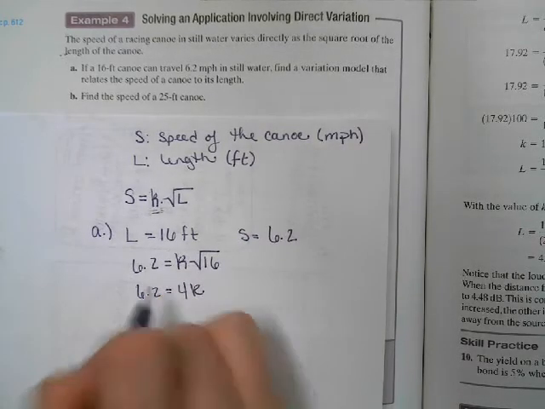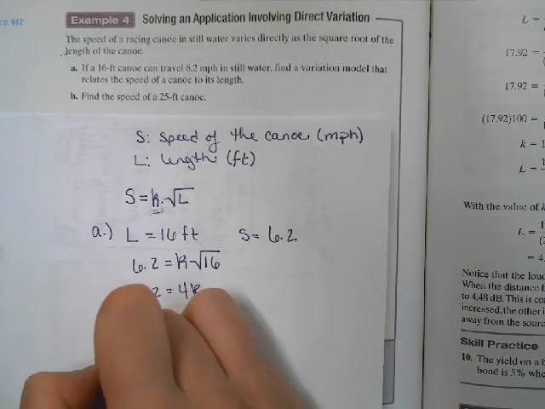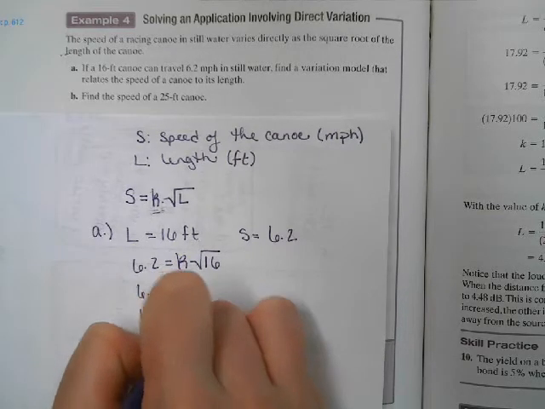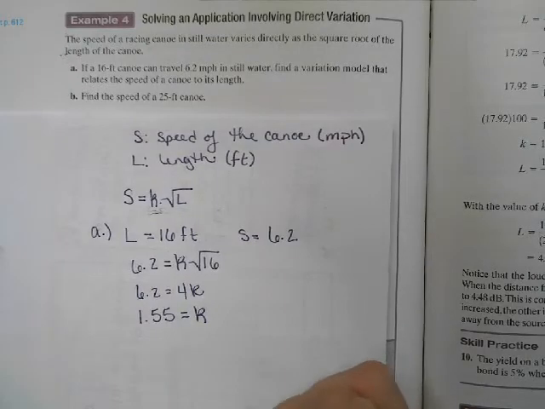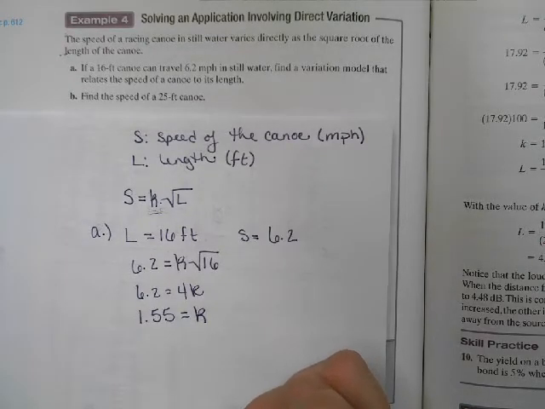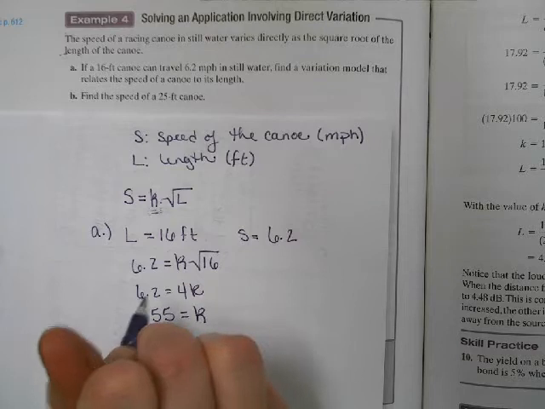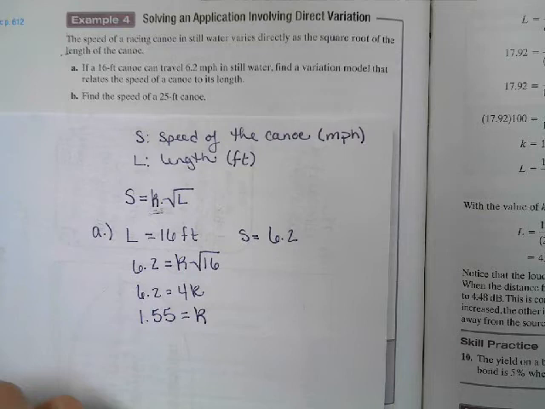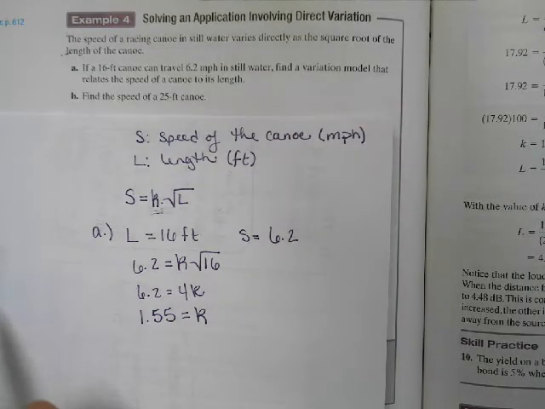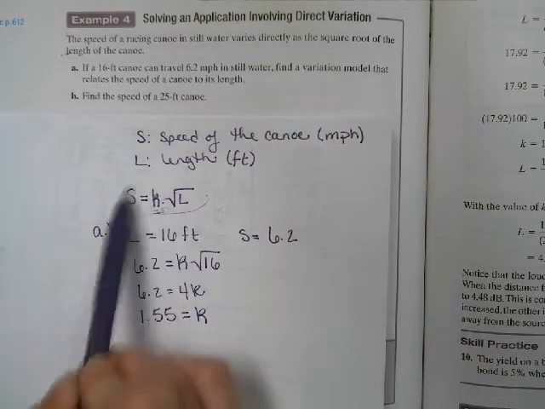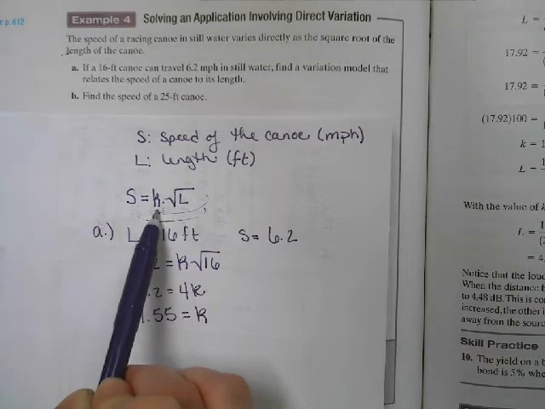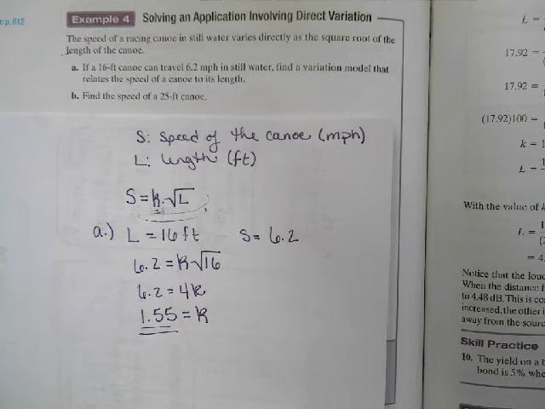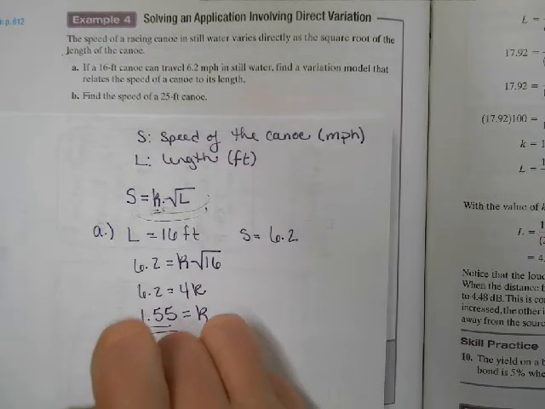And now divide both sides by 4. And when you divide 6.2 by 4, I believe you get 1.55 is k. So k equals 1.55. So that's not the answer to the question. Remember, it doesn't say solve for k. It says find a variation model. So we have a model here, but it's k-less, it just has k. Now we can actually write what k is.